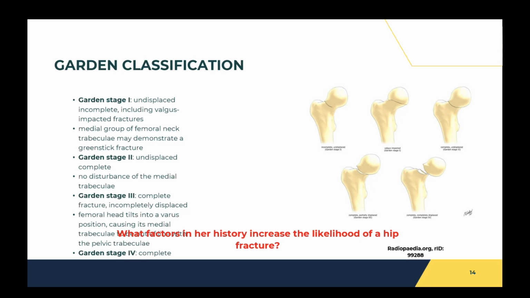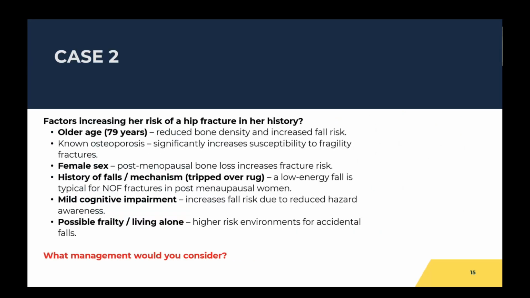Yeah, okay. And then let's look at the answers. So like you guys said, old age, 79 years old. So she probably has reduced bone density and is also at an increased risk of falls. She also has osteoporosis, which increases chances of her getting a fragility fracture. Female sex, yeah, post-menopausal bone loss increases fracture risk, and history of falls, mild cognitive impairment as well. These all increase risk of falls and fractures, and possibly she might be very fragile or living alone as well.